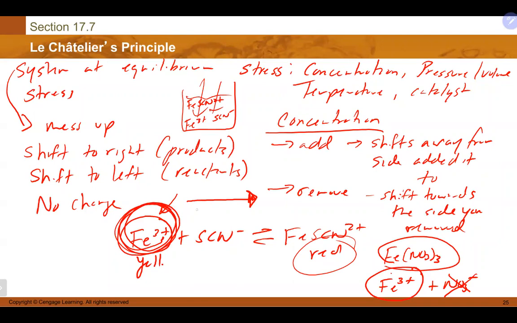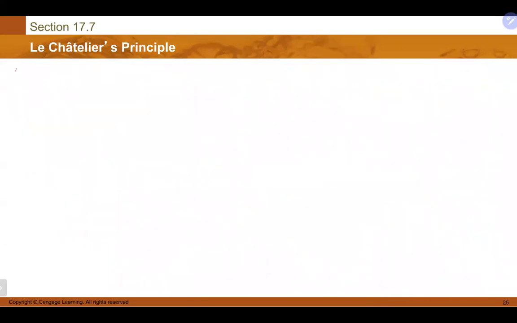And so that's why we say add away, because it will always go away from whichever side you added. If you added more products, it would shift to the reactant side. When we remove something, we talked about that there's really two ways to remove something in a solution. Basically one way is to make it precipitate or a solid, or you can make water.